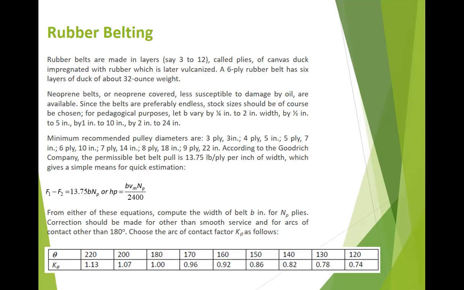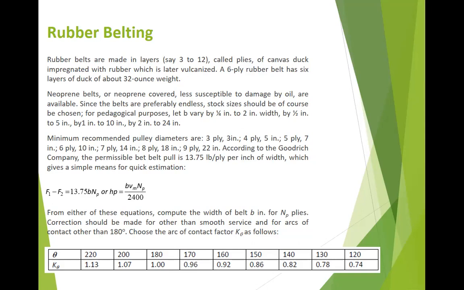Since the belts are preferably endless, stock sizes should be used, of course. For pedagogical purposes, let me vary from 1/4 inch to 2 inch, width by 1/2 to 5 inch, by 1 inch to 10 inches, by 2 inch to 24 inches. Ibig sabihin, more than 10, to 24 inches, 2 inches ang increment mo. Okay? That is 12, 14, 16, 18, 20, 22, 24. Then minimum recommended pulley diameters are for 3 ply, 3 inches, for 4 ply, 5 inches, for 5 ply, 7 inches, 6 ply, 10 inches, 7 ply, 14 inches, 8 ply, 18 inches, 9 ply, 22 inches. So, ayan. Kaya nga, susunod tayo sa guidelines. Okay? Huwag sa sarili. Okay?